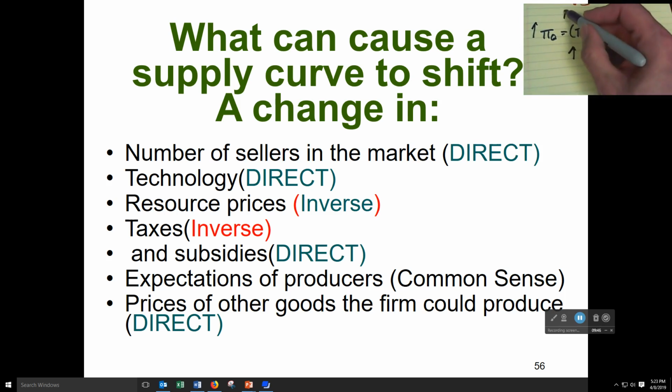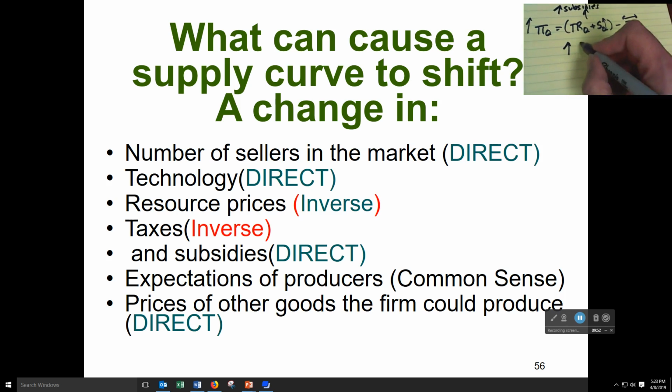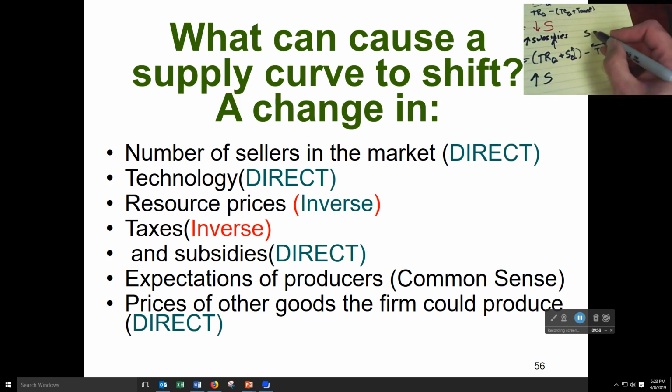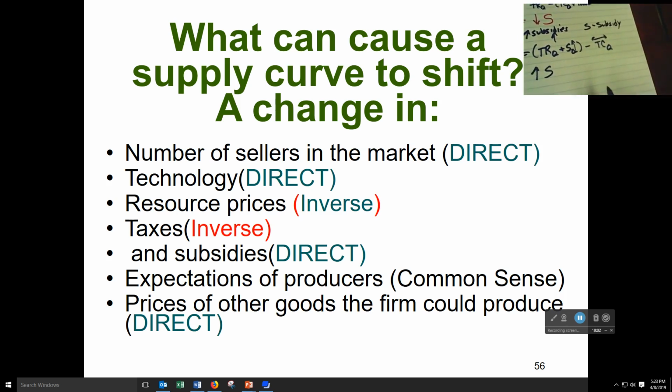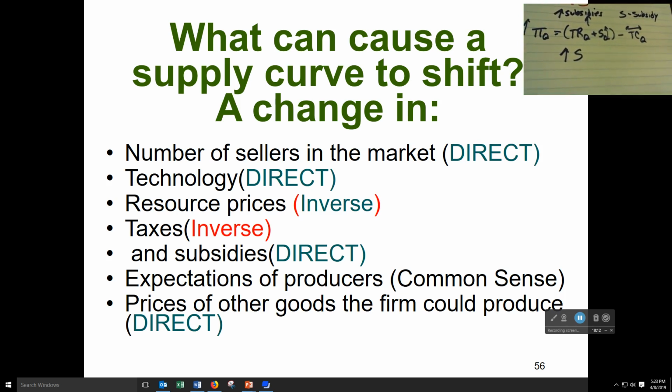So if you increase subsidies or subsidize a good, you'll get more of it at any given price, and that is by definition an increase in supply. S here in my little equation is subsidies, a subsidy. And there, the government pays you every time you produce or sell a unit of a good. One example of subsidies in our economy right now would be electric cars.